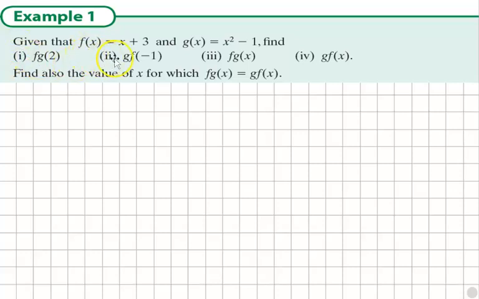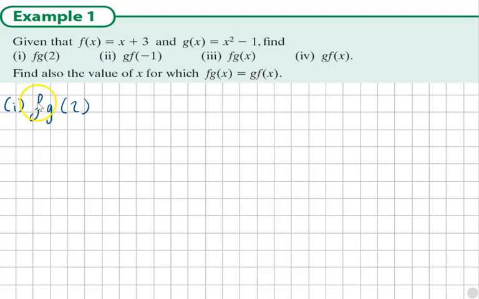Given that f of x is equal to x plus 3 and g of x is equal to x squared minus 1, find part 1, f after g of 2, part 2, g after f of minus 1, part 3, f after g of x, part 4, g after f of x. Find also the value of x for which f after g of x is equal to g after f of x.